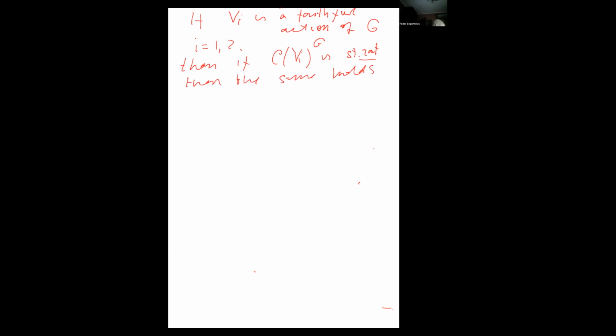For linear action, if V1 is a faithful algebraic action of G, and V2 is a faithful algebraic action of G, then if C of V_i, G, where C is just any field, is stably rational, then the same holds for V2.